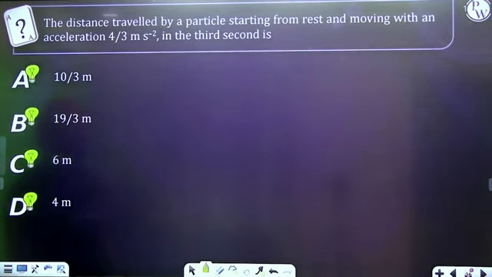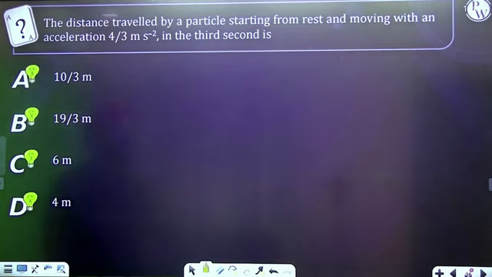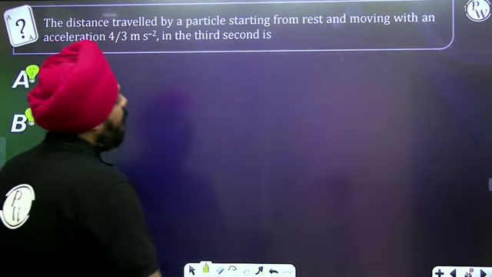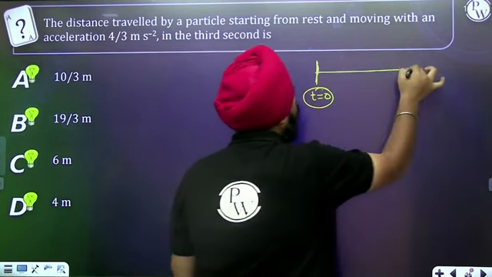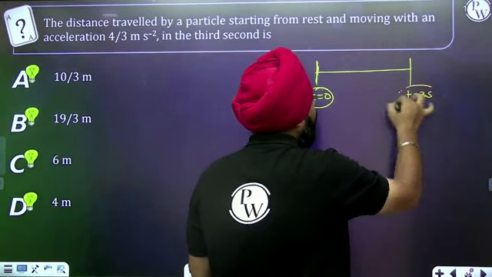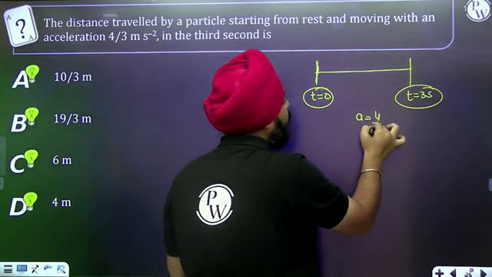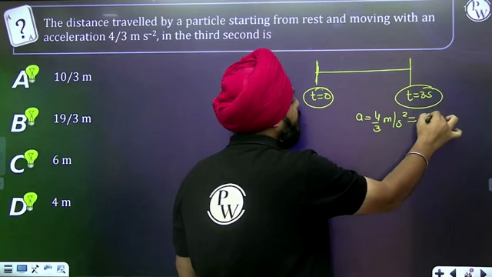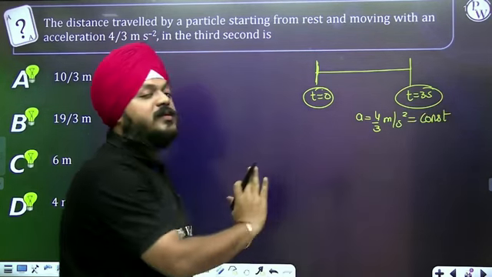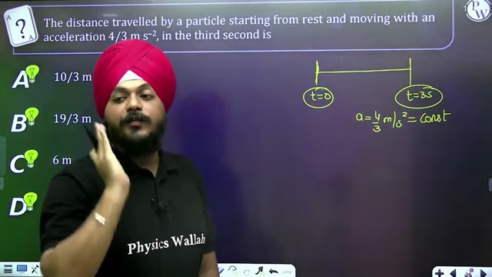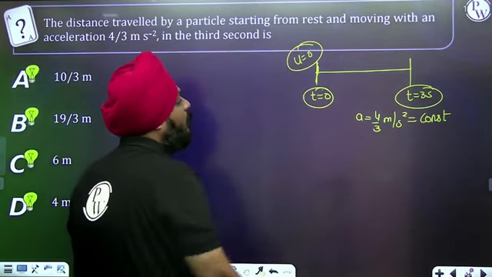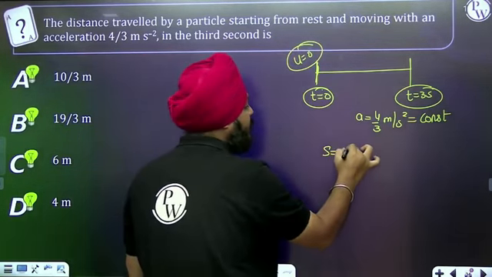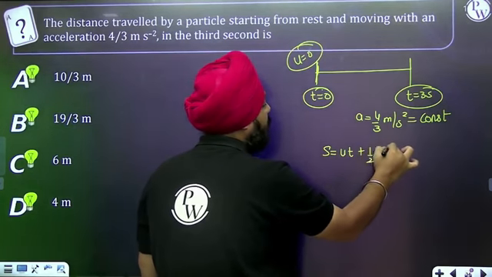The distance traveled by the particle starting from rest and moving with an acceleration of 4/3 in the third second will be what? It starts from t is equal to 0. We want to calculate the distance at 3 seconds. Acceleration is 4/3 meter per second square, and it is constant. It means we can apply the equations of uniformly accelerated motion. It starts from rest, so the initial velocity is 0. Directly we are going to use this equation, s is equal to ut plus half at square.